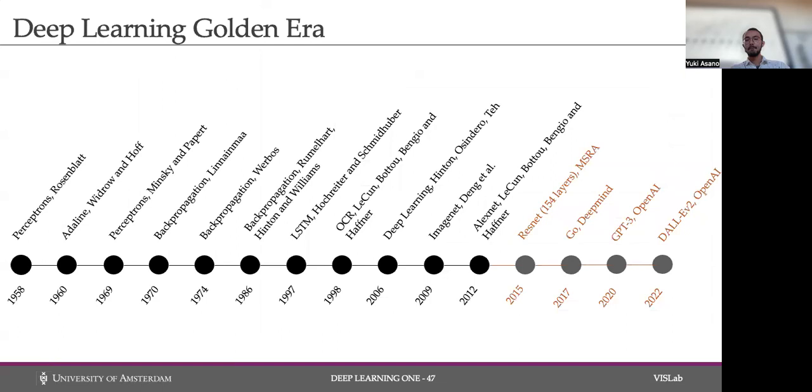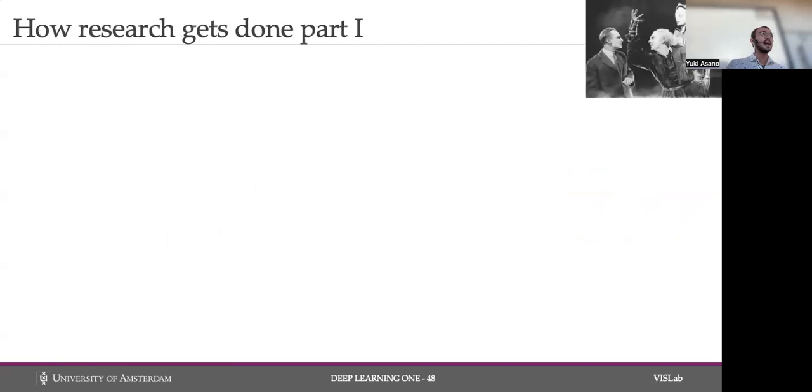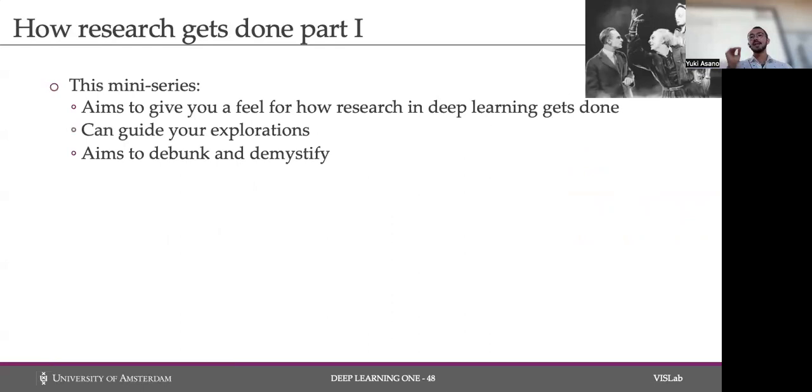Right, in terms of golden era, we're now in the golden era pretty much, and I'll be showing you some examples of these. But before that, I have one slide which is part of a mini series that I decided to put into this lecture, which is called How Research Gets Done, part one, this one. So we'll roughly have one every week. It's just one slide with some advice that you can then, if you print your slides out, cut out and stick together.